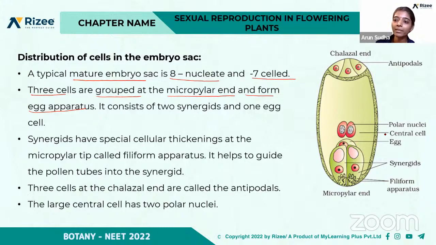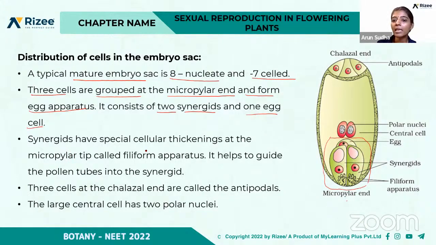So we have to be clear with this diagram about each and every part of it. Three cells are grouped at the micropylar end. This is the micropylar end, and here the 3 cells are grouped. One is the egg cell, and these two are the synergids. They form the egg apparatus. It consists of 2 synergids and 1 egg cell. This area together is called the egg apparatus: egg cell and 2 synergids.